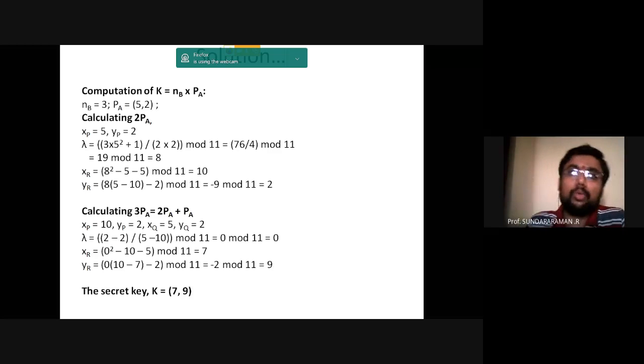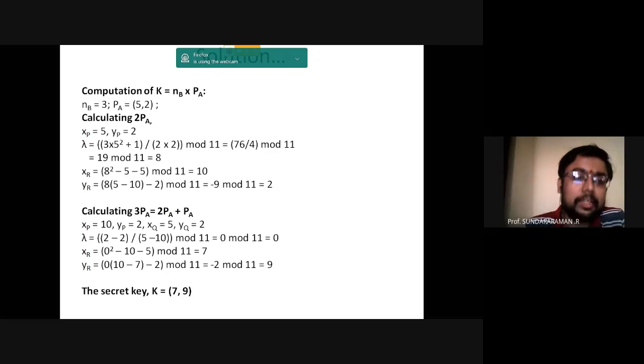So 3 into PA is equal to 2PA plus PA. 2PA can be performed by one doubling process and after that one addition process. So first to compute 2PA. 2PA is nothing but point doubling. So PA is 5, 2. Take 5, 2 for XP and YP respectively. So 3 into XP square. XP is 5. 3 into 5 square plus 1 divided by 2 into 2. So 3 into 5 square, 25. 75 plus 1, 76. 76 by 4, that is equal to 19 mod 11. 19 mod 11 is equal to 8.